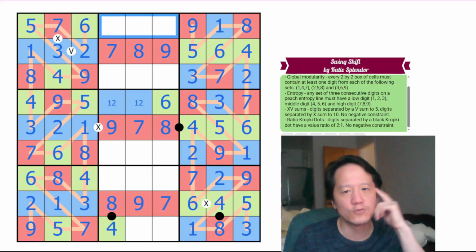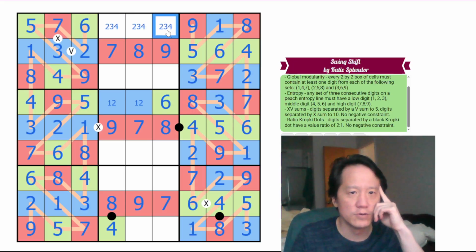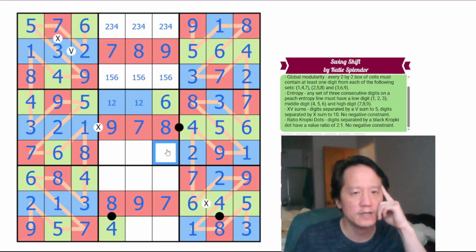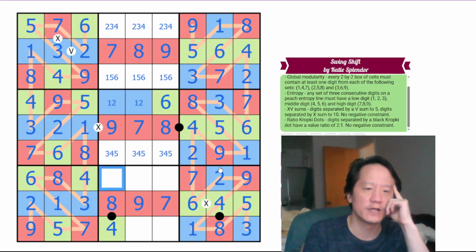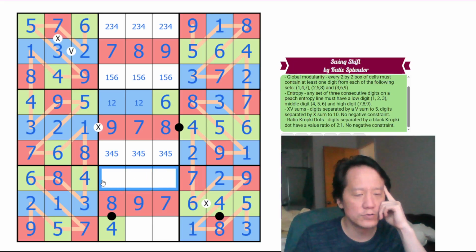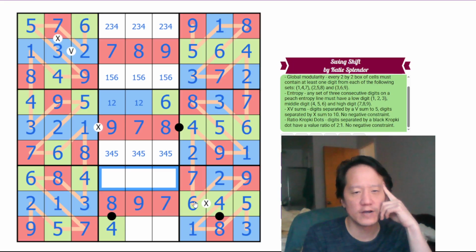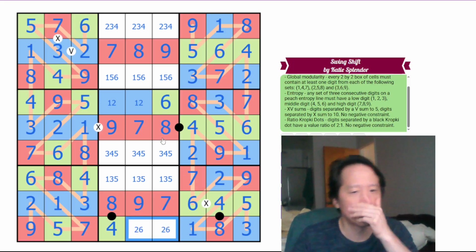We have 2, 3, 4 remaining here. In row 1, in row 3, we have 1, 5, 6 remaining. In row 6, we have 3, 4, 5 remaining. In row 7, we have what? 1, 3, 5 remaining. And in row 9, we have what? 2 and 6 remaining. Okay.